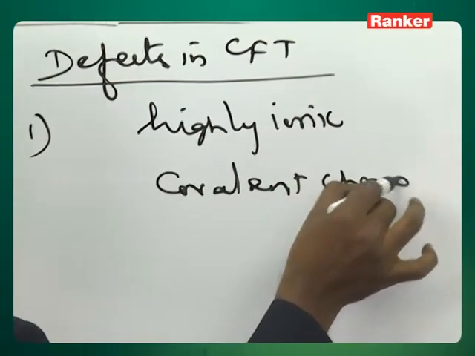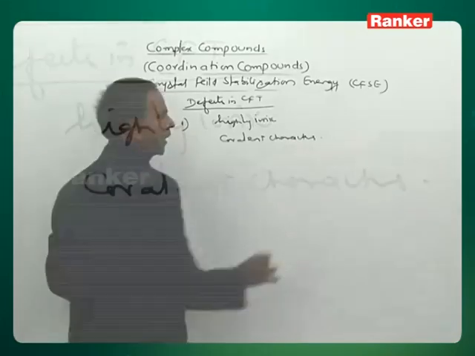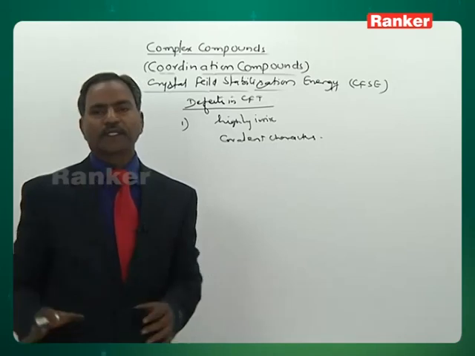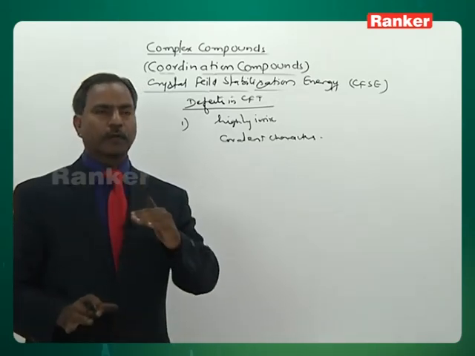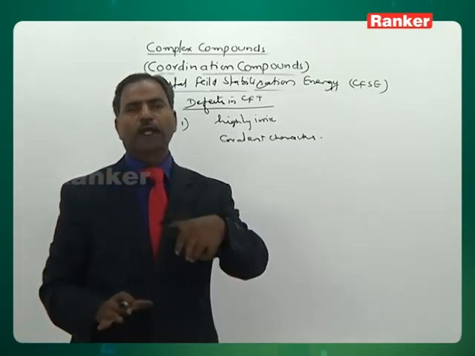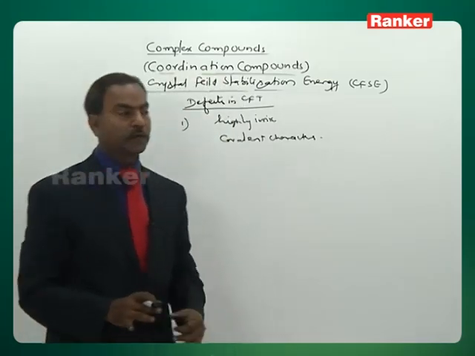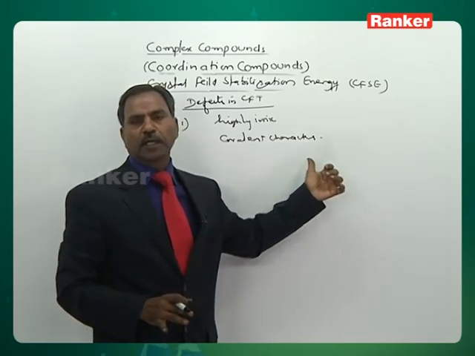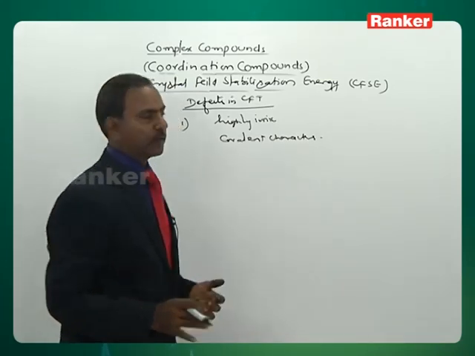Covalent characters of different complexes cannot be thoroughly explained, because it says the bond is ionic, highly ionic, often even 100% ionic. Therefore, covalent properties of metal complexes cannot be explained by this particular theory.